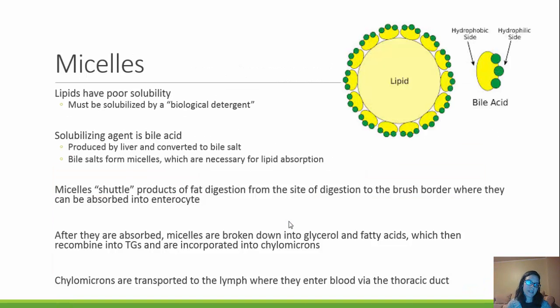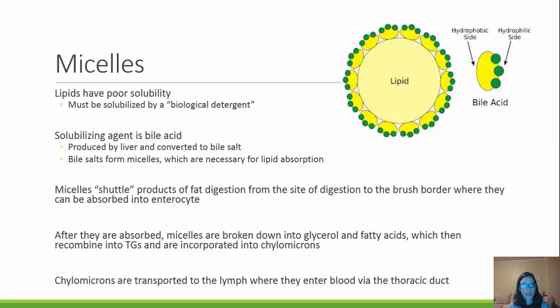Okay, so we know that lipids are poorly soluble, so they have to be solubilized by a biologic detergent, in this case the bile acids, which are again produced by the liver and converted to bile salt. And then the bile salts become our detergent that make lipid absorption possible. So micelles really shuttle the products of fat digestion from the site of digestion in the intestinal lumen to the brush border, where they can be absorbed into the enterocyte.